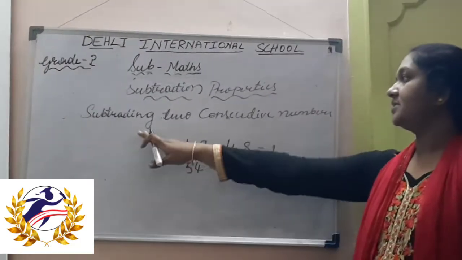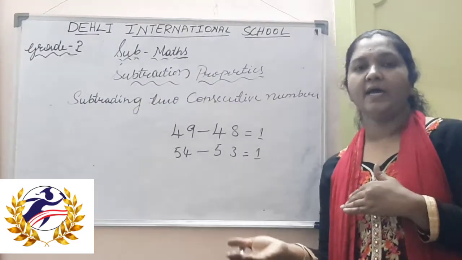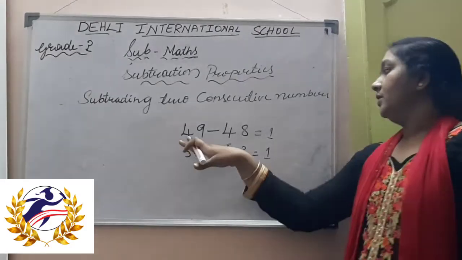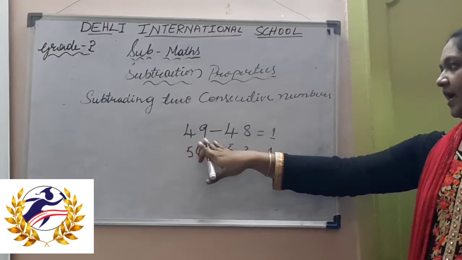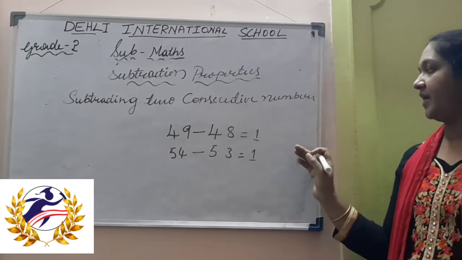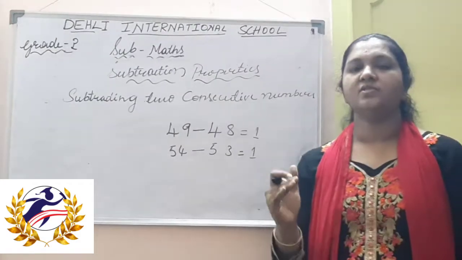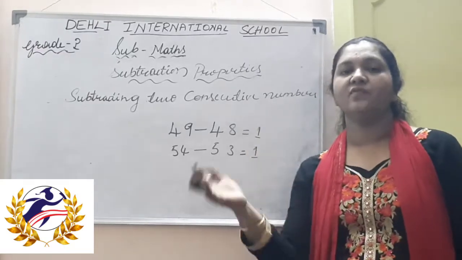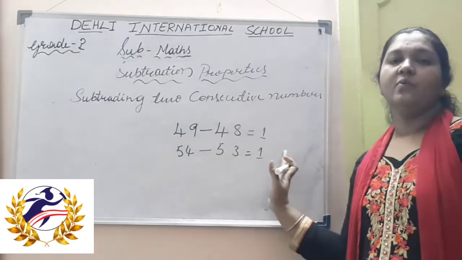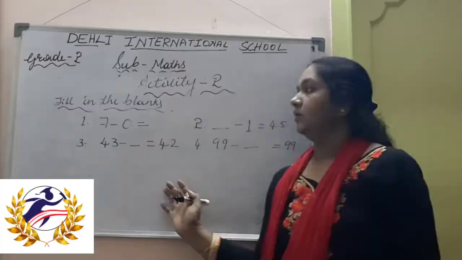The next property is subtracting two consecutive numbers. Consecutive means one after another, the numbers which fall one after another. If we subtract 48 from 49, these are the two numbers given, the answer will be 1. If we subtract two consecutive numbers, the number which falls one after another or one before another, we will get the answer 1 only. This is the last property of subtracting.